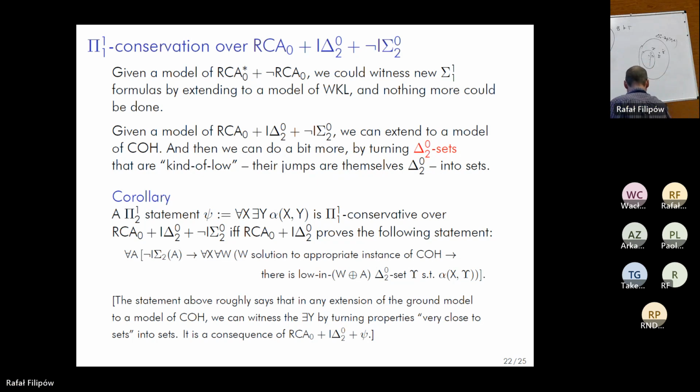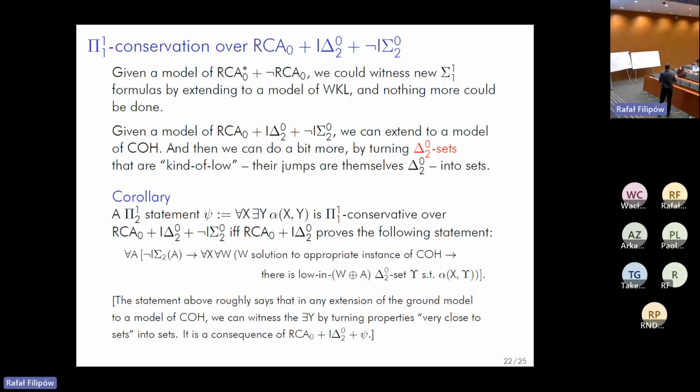So in the end, if you're given a Pi^1_2 statement and you want to know whether it's conservative over RC0 plus Delta^0_2 induction, Pi^1_1 conservative over RC0 plus Delta^0_2 induction, plus this additional axiom that you can safely add in this context when you care about Ramsey's theorem, not Sigma^0_2 induction, well, that's going to be the case. This is going to be conservative if and only if your base theory, which is RC0 plus Delta^0_2 induction at the moment, proves some complicated statement.